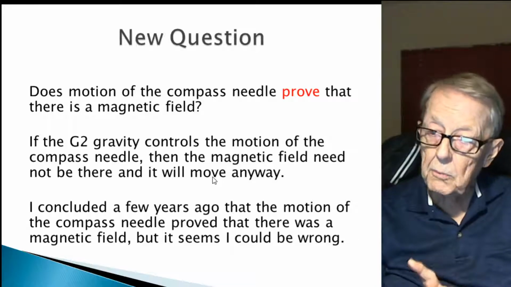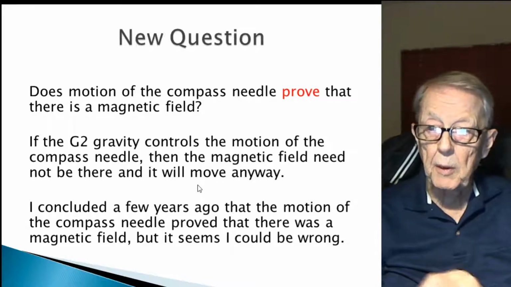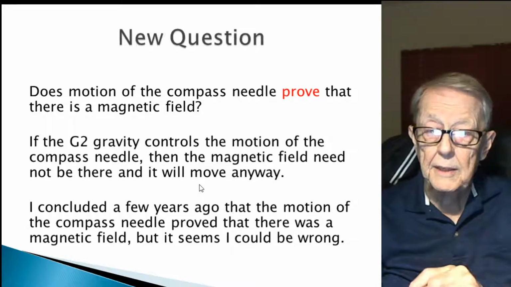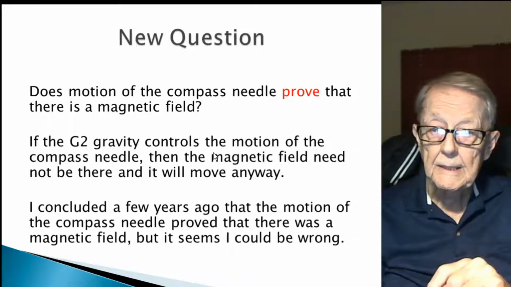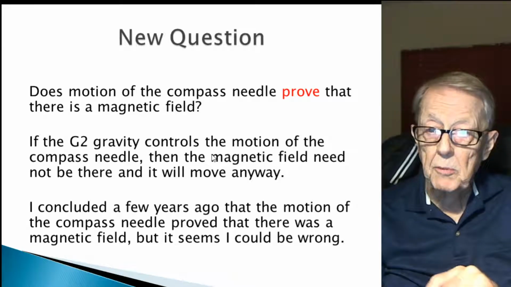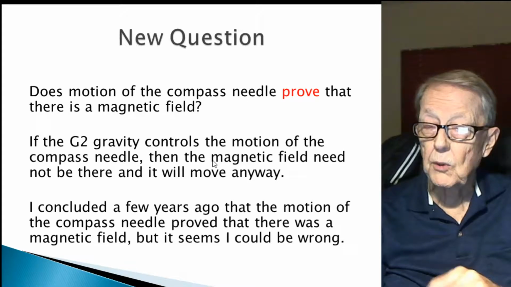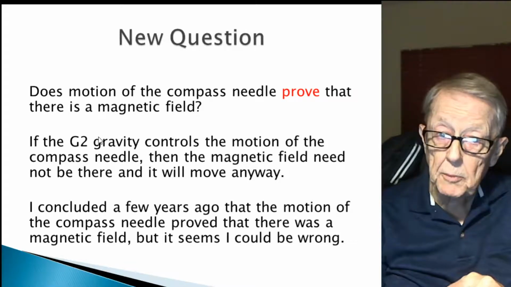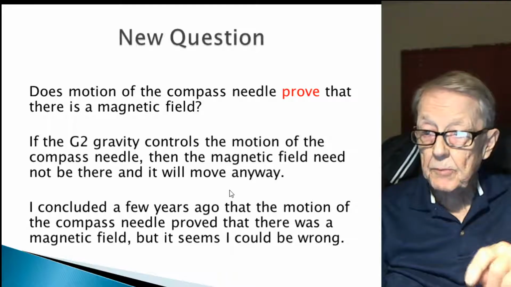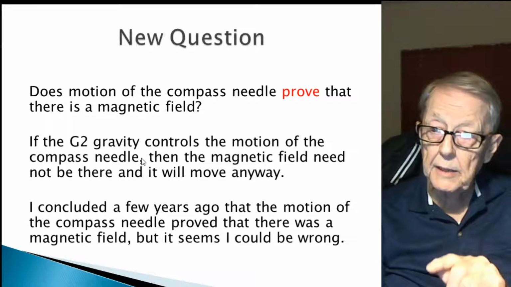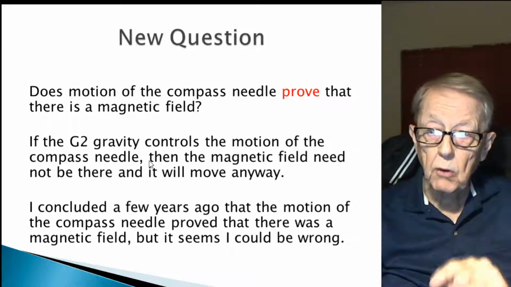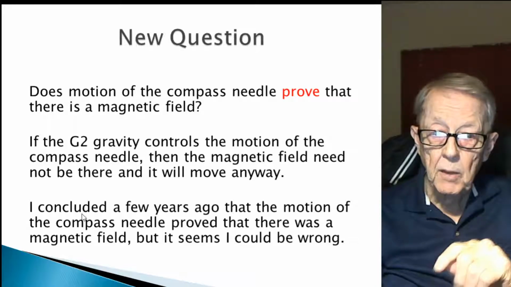So if you make the assumption, now you may not agree with it, but if you make the assumption that G2 gravity controls it, then you don't have to have a magnetic field there to explain why it's moving. It's moving because of this. Maybe it's moving by virtue of both, but I'm making the assumption it's being controlled by G2 gravity.